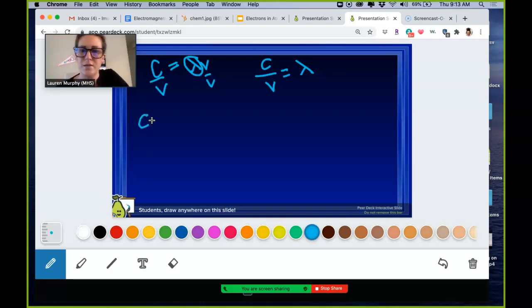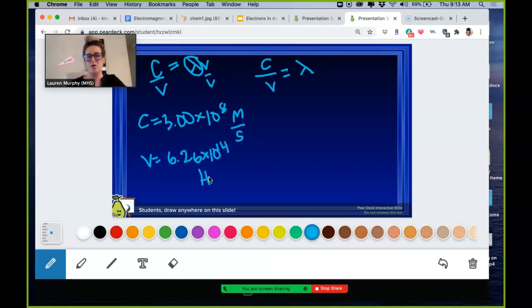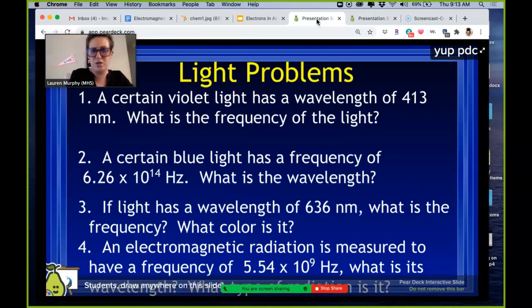Well, what is the speed of light? It's a number, 3.00 times 10 to the 8th meters per second. This is a constant. What's frequency? Well, they gave it to you in the problem. It was 6.26 times 10 to the 14th. Now, they called it a hertz. For units' sake, I'm going to call it 1/seconds, because it'll be easier to see how the units work out this way. It means the same thing.